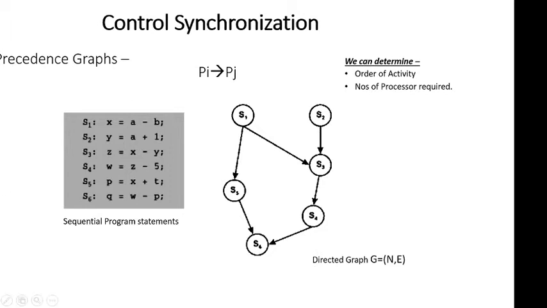Similarly, S4, statement 4, is dependent on Z. Z means statement 3. So statement 4 is dependent on statement 3. So statement 4 can only execute after statement 3 executes. Statement 3 can only execute after statement 1 and statement 2 execute. So that means S1 and S2 precede S3, S4, S5 and S6. So similarly and so forth.